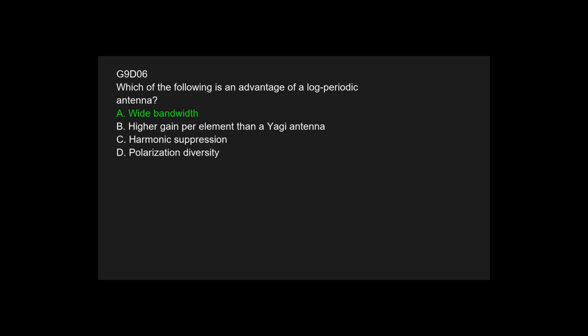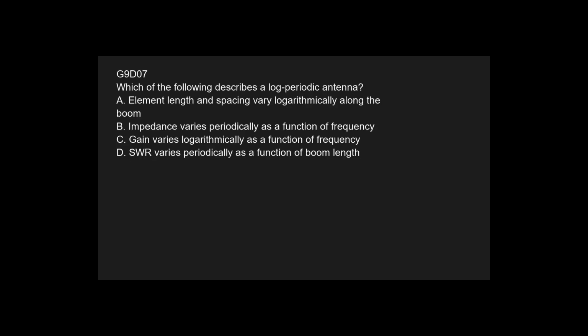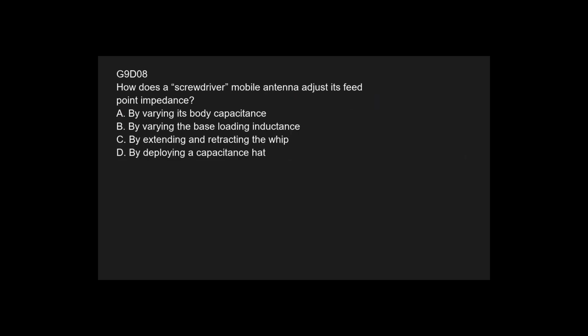Wide bandwidth. Question: Which of the following describes a log periodic antenna? The correct answer is A. Element length and spacing vary logarithmically along the boom. Question: How does a screwdriver mobile antenna adjust its feed point impedance? The correct answer is B. By varying the base loading inductance.